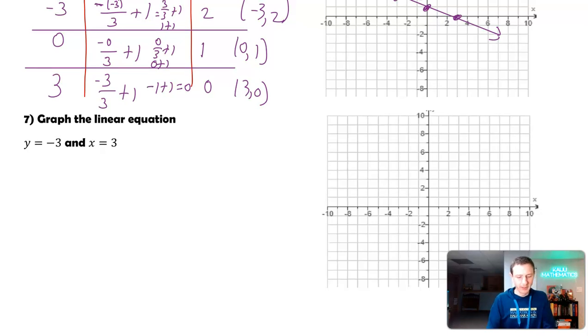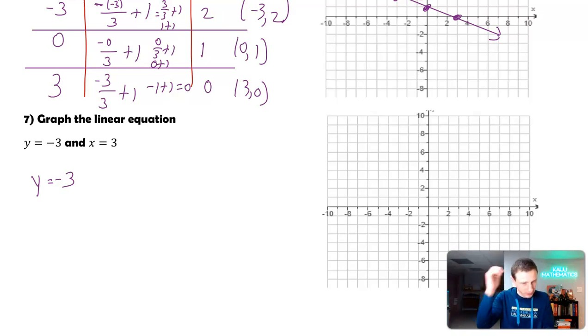Next scenario, y equals negative 3 and x equals 3. So I want to do these on the same graph and talk about this. So y is equal to negative 3 and x is equal to 3. So all it's saying here is y is equal to negative 3. If I go to graph that, I don't have any x values to plug in. Like if I'm trying to create a table, I don't have anywhere to go, right? This graph, y equals negative 3, doesn't even have x values to plug in.